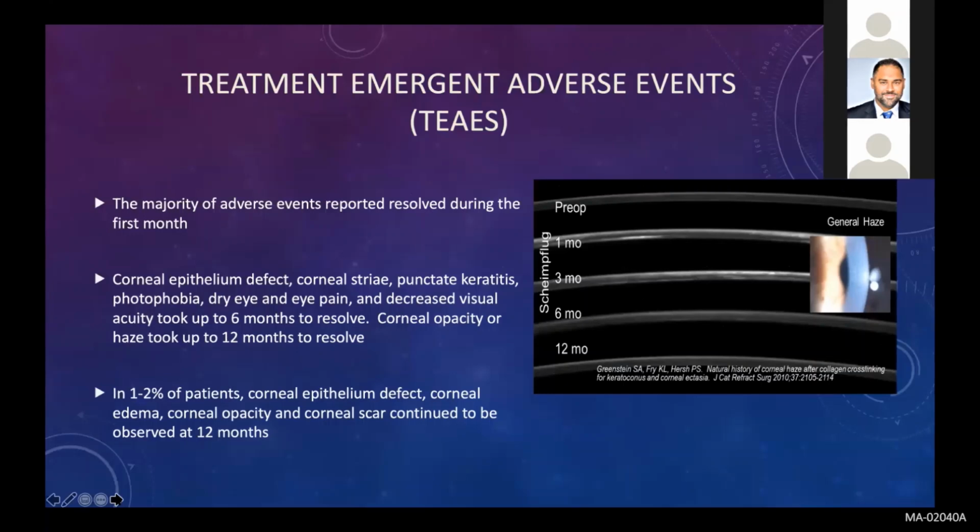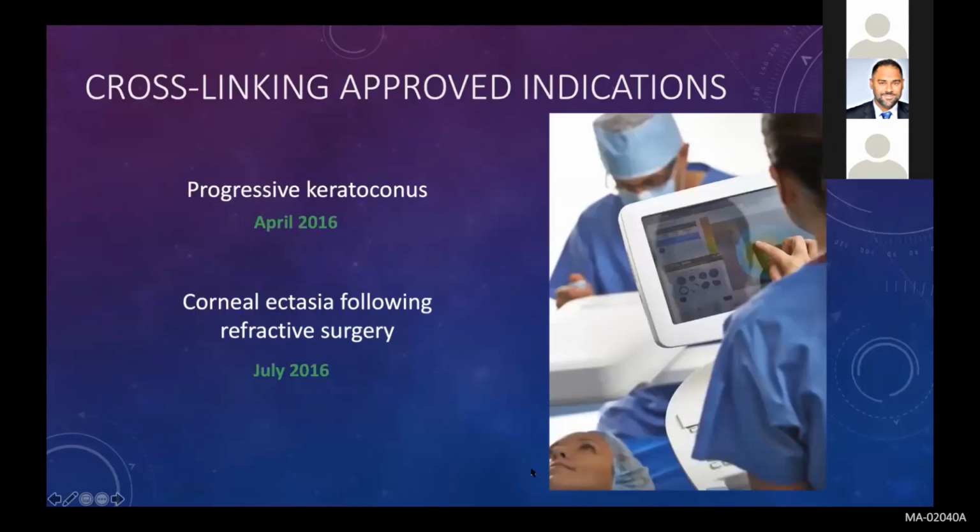As you saw with that list, a lot of these are pretty standard post-op complications from any sort of manipulation of the eye. Corneal epithelial defects, striae, punctate keratitis, photophobia, dry eye, and decreased visual acuity took about 6 months to resolve, and corneal opacities took up to 12 months to resolve. So in 1 to 2% of patients, the epithelial defects and scars continued to be present after 12 months.